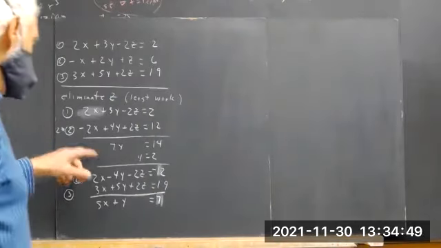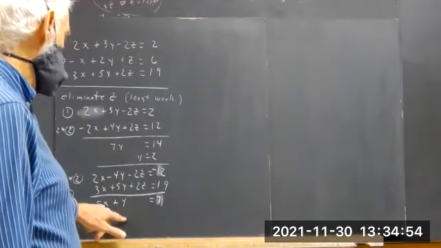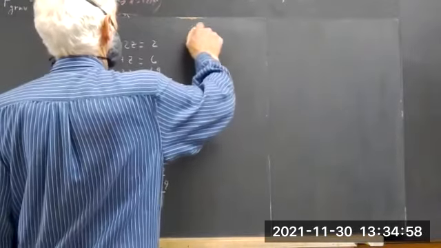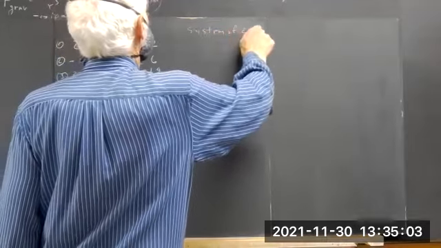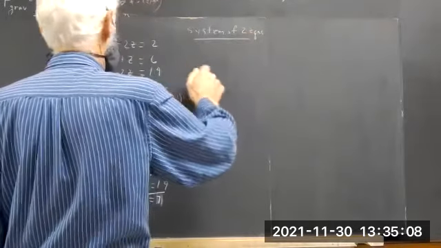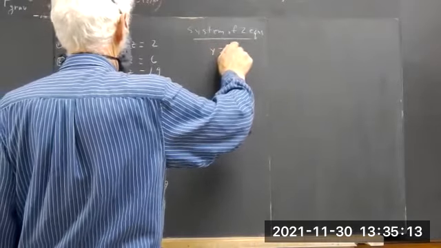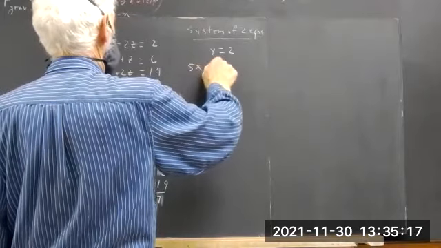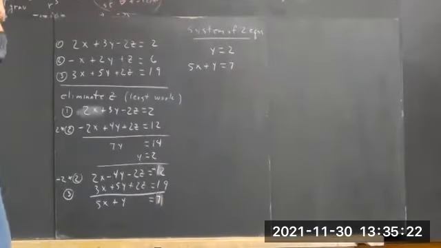All right, so now I've got two equations. This equation is y equals 2, and this equation is 5x plus y equals 7. So now the two equations are y equals 2 and 5x plus y equals 7.